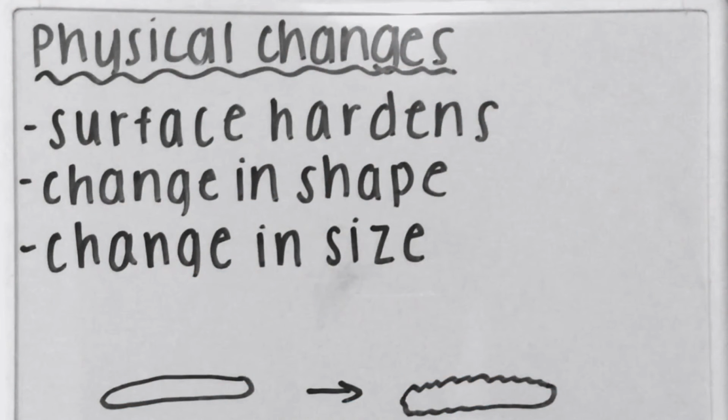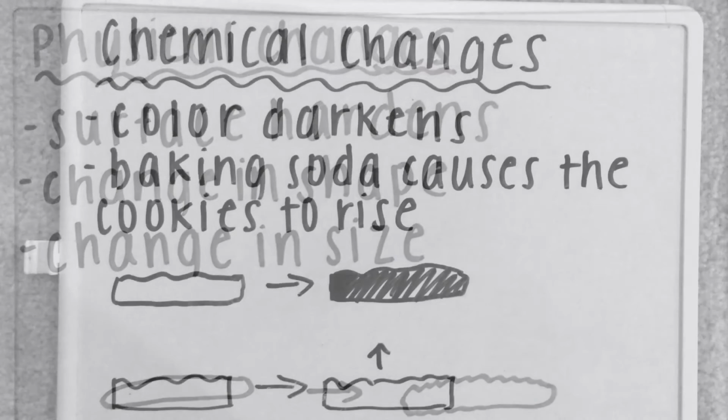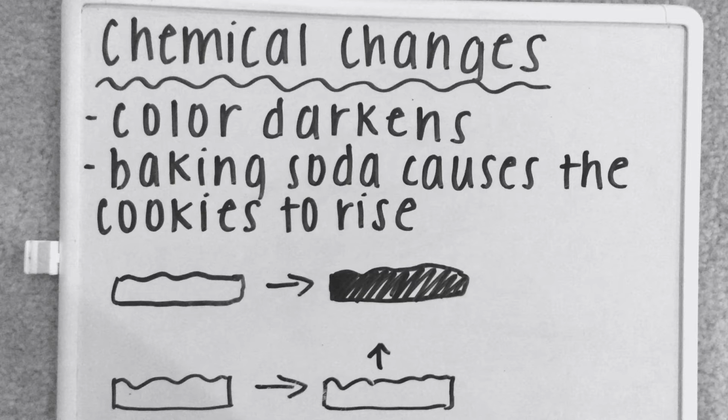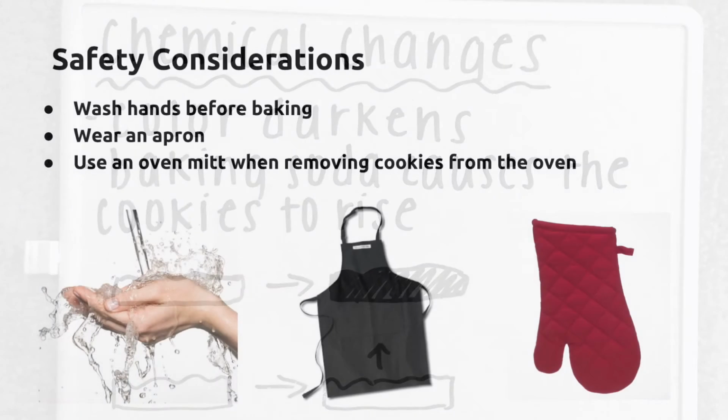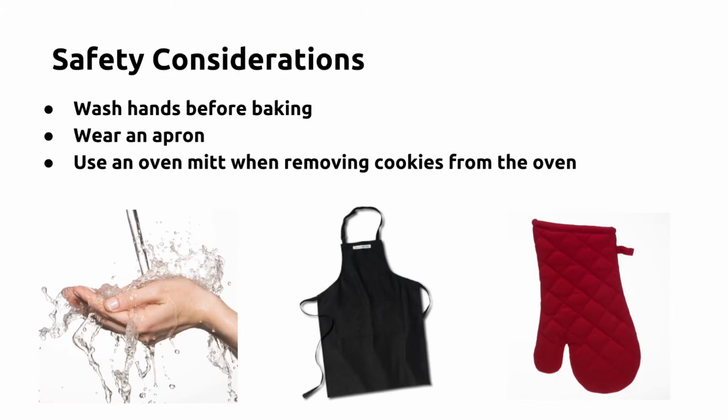The physical changes of the sugar cookies are that the surface hardens and the cookies change shape and size. The chemical changes include the color of the cookies darkening and the properties of the baking soda causing the cookies to rise. The safety considerations include washing your hands before baking, wearing an apron, and using an oven mitt when removing the cookies from the oven.